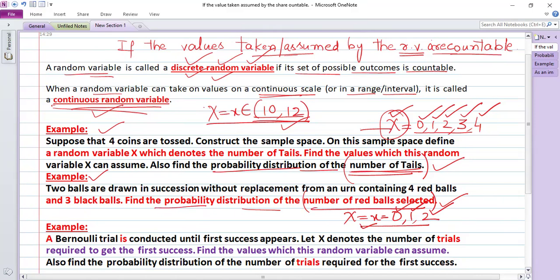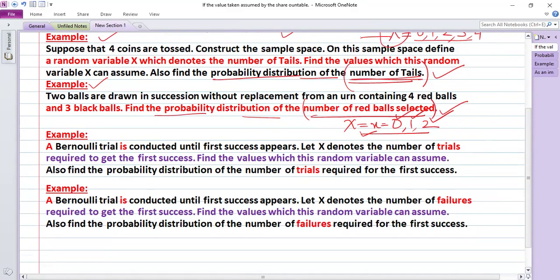And similarly, in the next example, a Bernoulli trial is conducted until the first success appears. Here, the number of trials for the first success was our random variable, and its values were 1, 2, 3, 4, and going on. Although the values of x are infinite, they are still countable. I can count: this is the first value, second value, third value, fourth value. Although they are infinite, they are still countable.